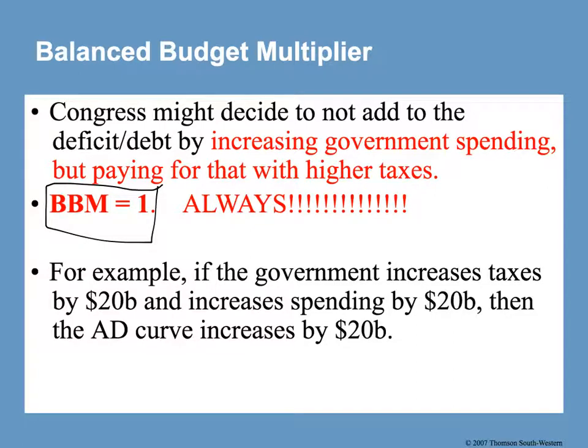Not sometimes, always. So the example I have is if the government increases taxes by $20 billion and increases spending by $20 billion, so the net gain or loss there really is 0, so we're not adding to the deficit and the debt. Then the aggregate demand curve would increase by 20 billion using the same equation as before. Increase in spending times the multiplier, which is 1 for balanced budget, so we're going to increase by $20 billion.